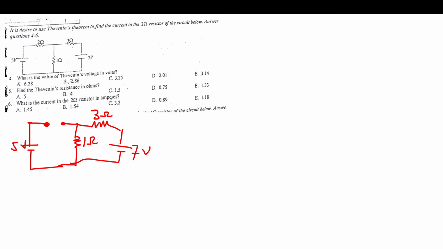As I was saying, in Thevenin there are rules, there are steps we need to follow to be able to solve a question under Thevenin. The very first thing you are supposed to do is take away the resistor in question. The question says it is desired to use Thevenin's theorem to find the current in the 2 ohm resistor of the circuit below. So this 2 ohm resistor is the resistor in question, our load resistor, the one we are talking about.